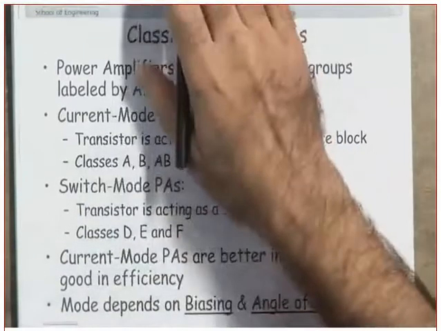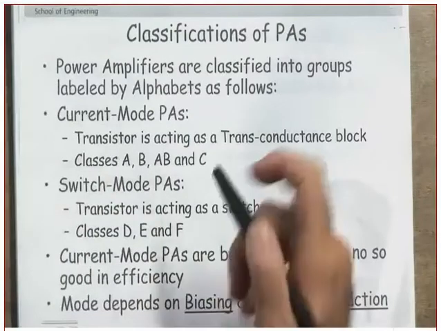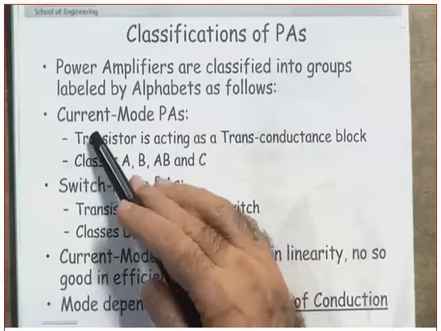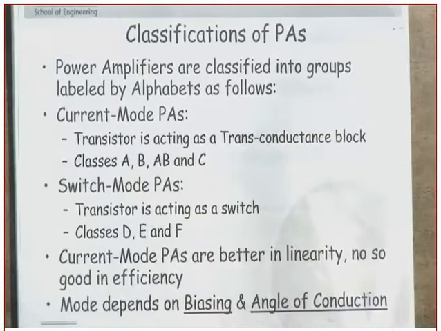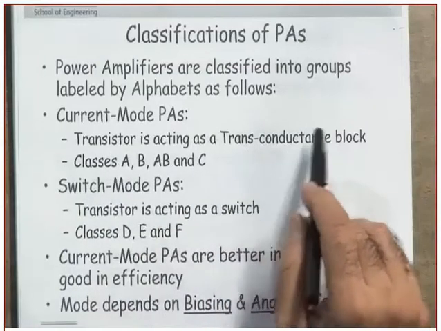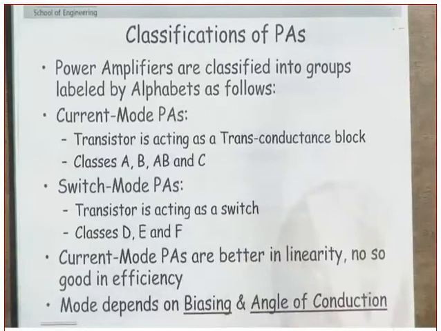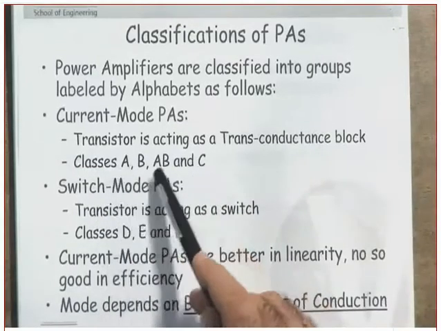Now, let's continue our discussion from last time. We started looking at the power amplifier. We said that this is the major portion of an RF transmitter, and we classified it into two types. The first one we call current mode power amplifiers. As we'll see in just a second, the amplifier will operate in the saturation region, and it will act as a transconductance block. A transconductance block means constant current mode.